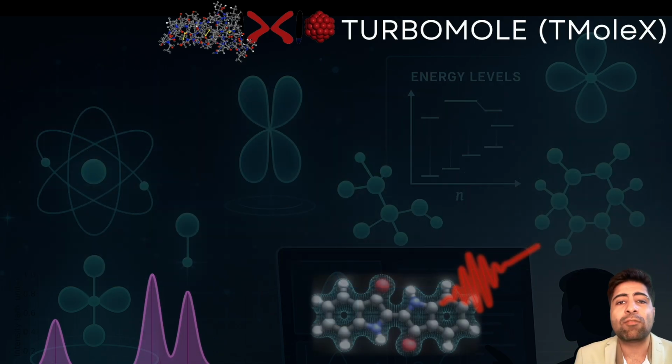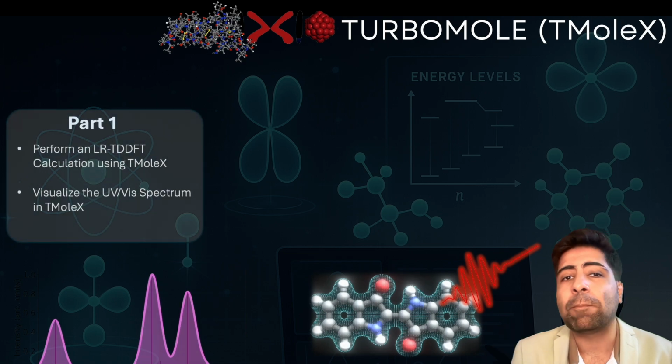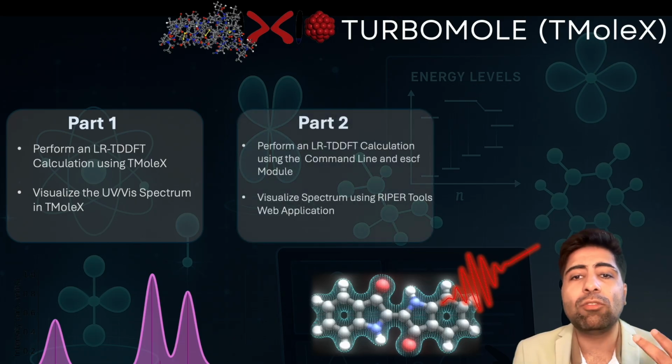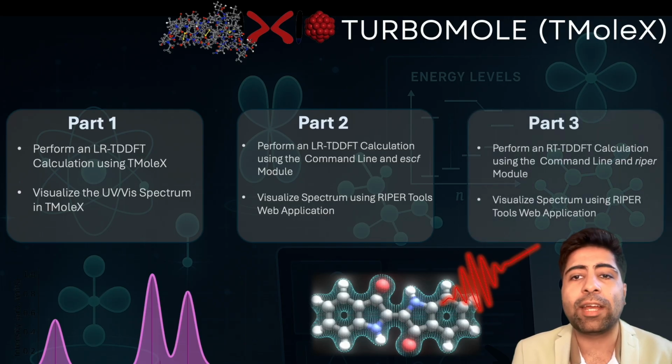This tutorial is divided into three parts. In part 1, we will calculate and plot the UV-vis spectrum using LR-TDDFT through TMoleX. In part 2, we will redo the same LR-TDDFT calculation manually using the terminal. We will use the Ripper module for the ground state DFT calculation, followed by ESCF for the excited state calculation. Finally, in part 3, we will calculate and plot the UV-vis spectrum using RT-TDDFT through the Ripper module.